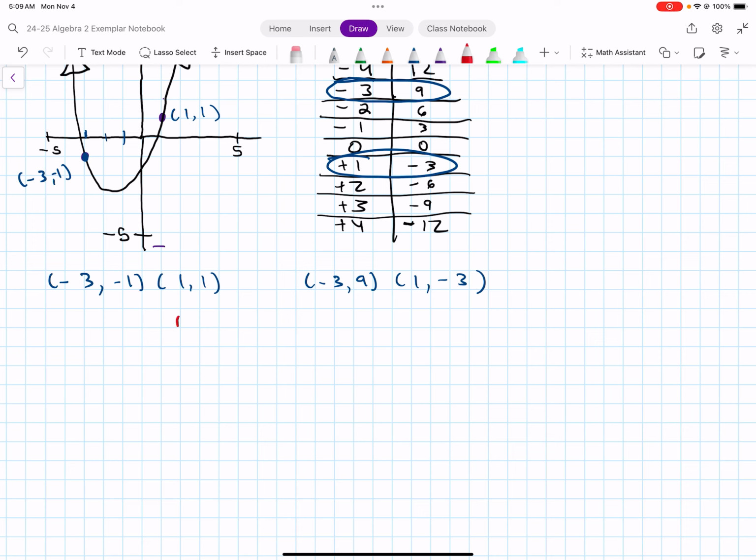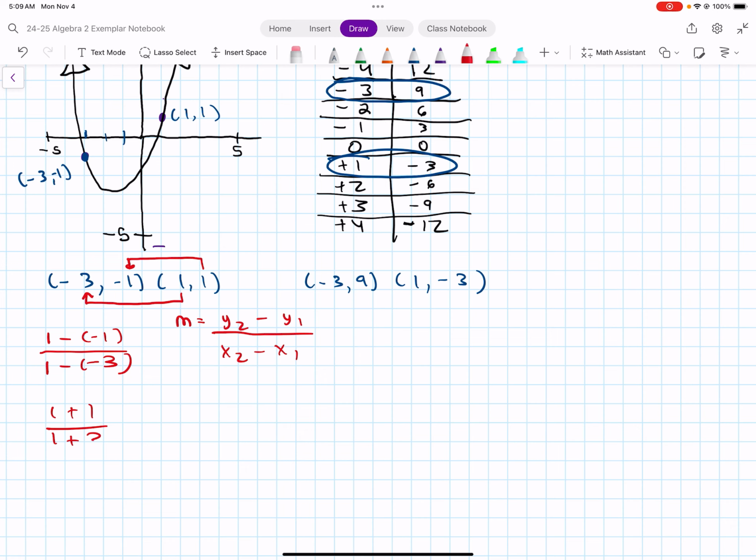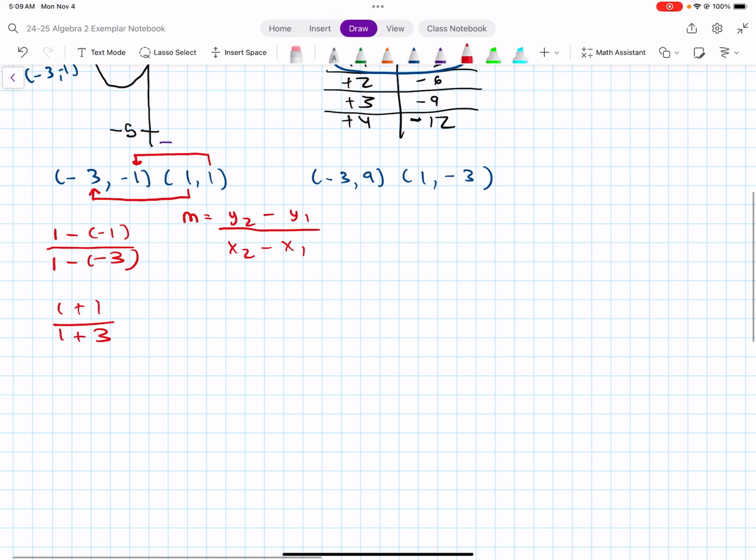We can call slope y2 minus y1 all over x2 minus x1. So I take my y2 subtracted by y1. That's 1 minus -1 all over x2 minus x1, 1 minus -3. That becomes 1 plus 1 over 1 plus 3, because when we subtract the negative, we add the values. That becomes 2/4, or 1/2.